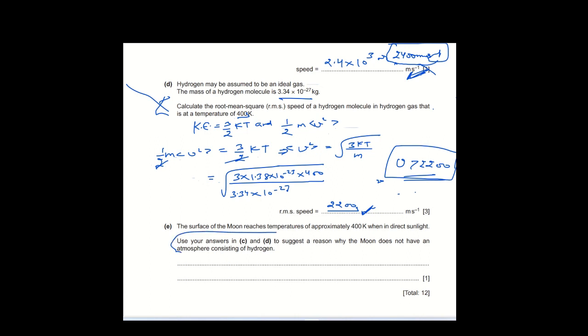So the answer you will write here is that the RMS speed is average, but many molecules have speed greater than escape speed. Therefore, the moon doesn't have an atmosphere consisting of hydrogen.